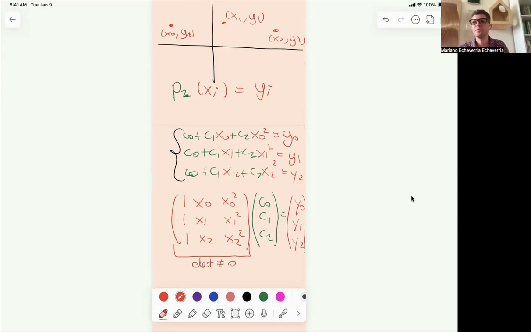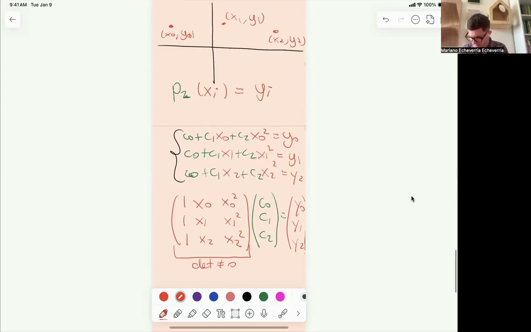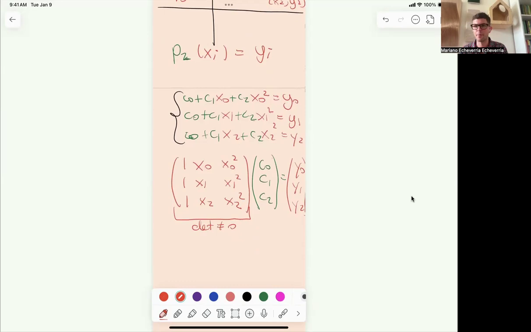The reason why I'm doing this is that hopefully it's giving you a bit of a hint of what the structure of the matrix is in any degree. Just for comparison, how are these matrices looking? Let's compare the matrices that we have found so far.